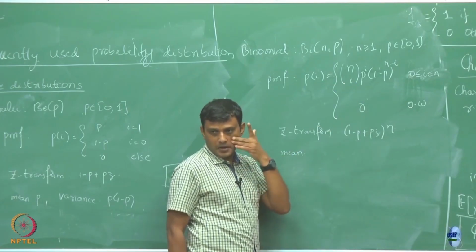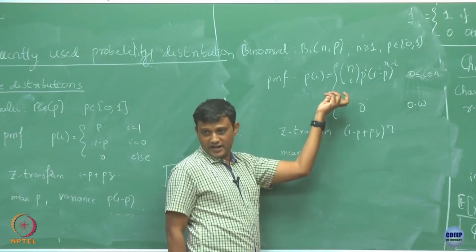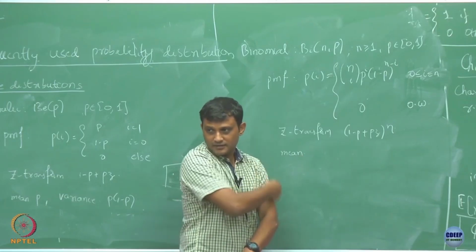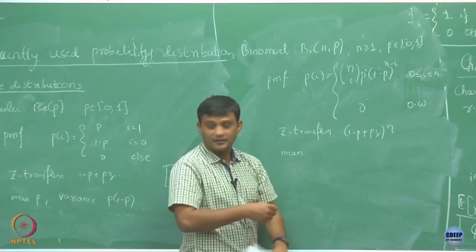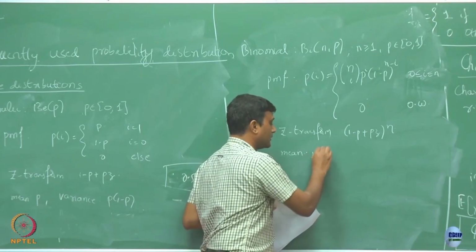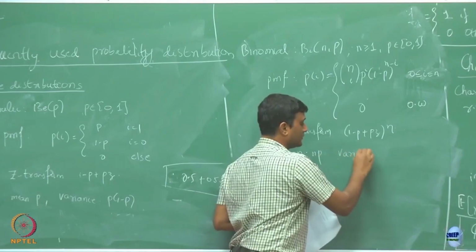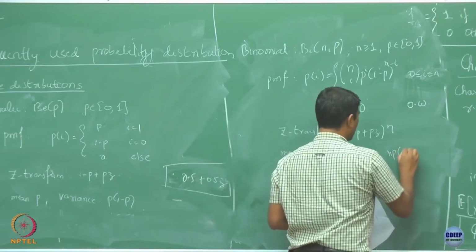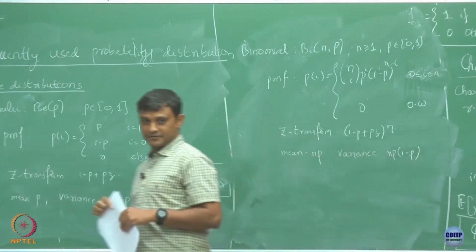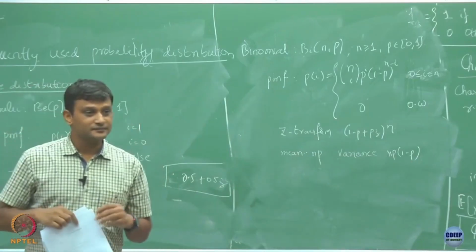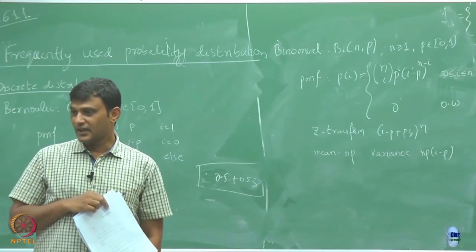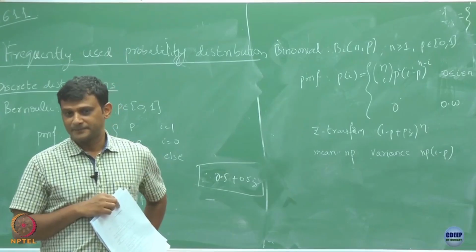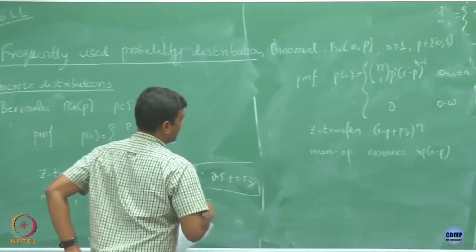So now, can somebody quickly compute the mean value for this? np? What is the variance? np(1 minus p). So why was it np? Is it n times the Bernoulli distribution? What does that mean? So what is this capturing here?